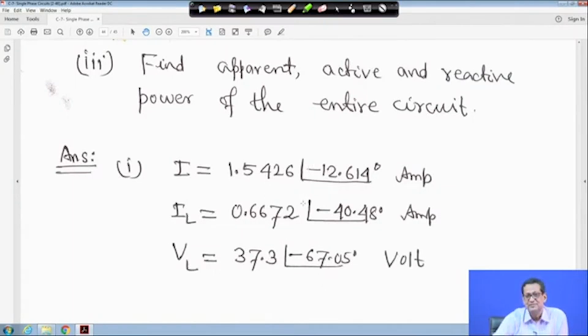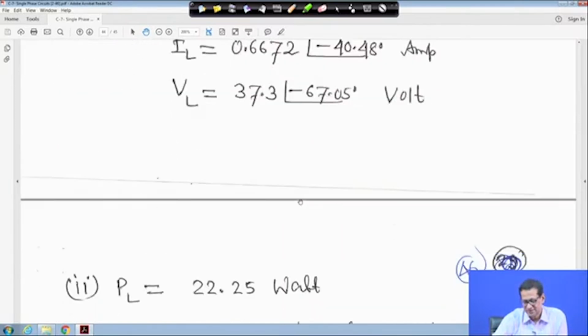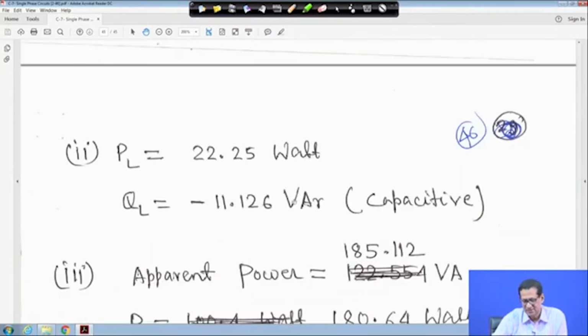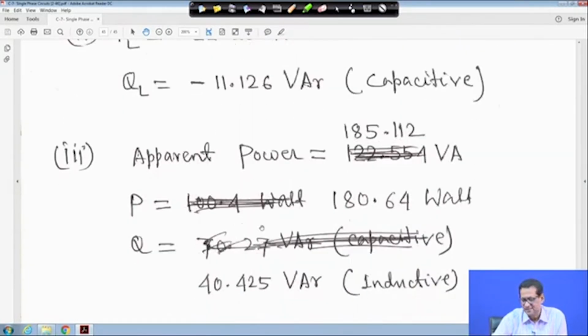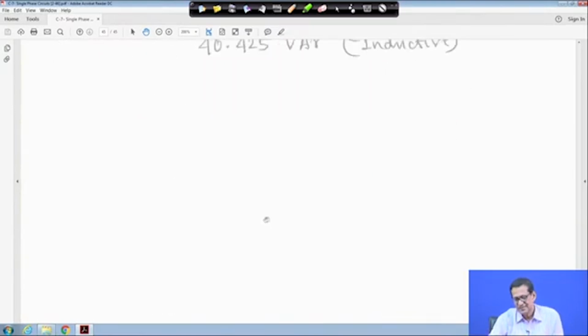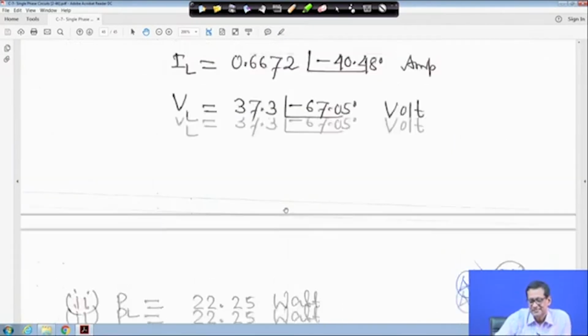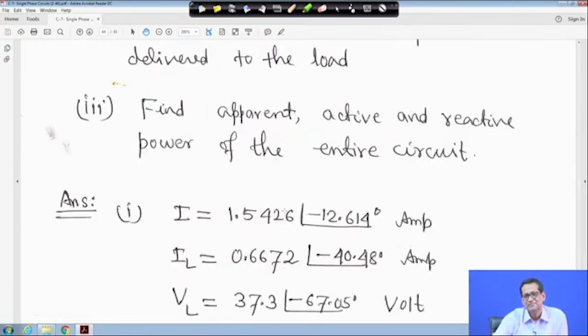So the frequency F is 60 Hz, and all these answers are given. With this, our single phase AC circuit part is over, and we will solve many more problems. Take any book and please do them.